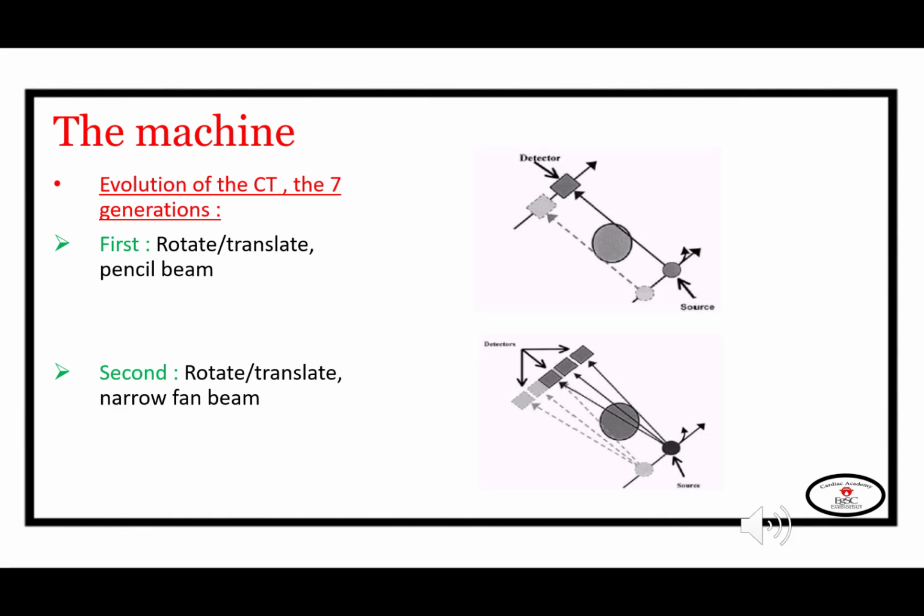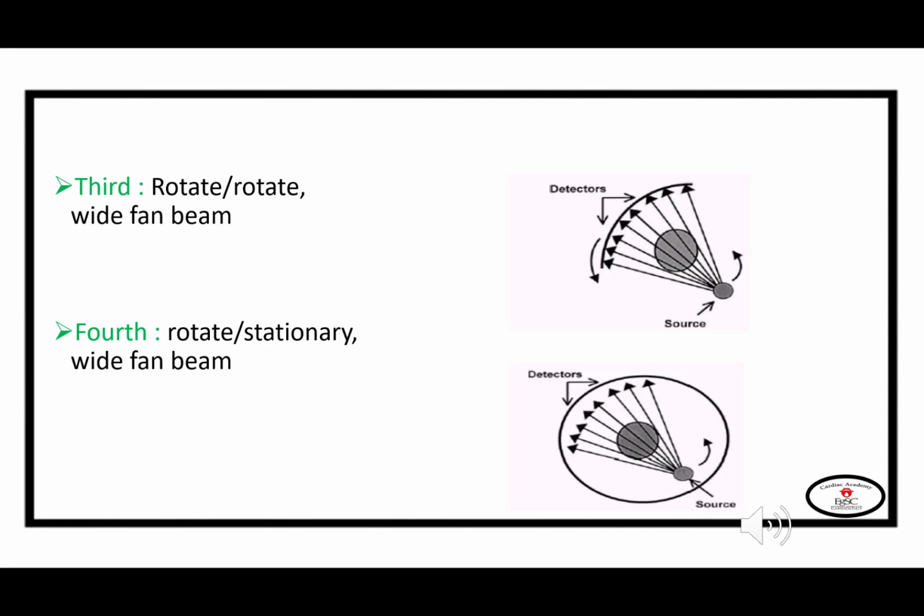It started with the first generation of a pencil beam X-ray source that is detected by a single detector. This improved to become a narrowband beam sent from the X source using multiple detectors. Then the third generation was having an arc of detectors, and this allowed the rotation of the source of the X-ray and the detector arc around the patient. The fourth generation was having a complete circle of detectors around the patient, and thus the X-ray source only rotates.